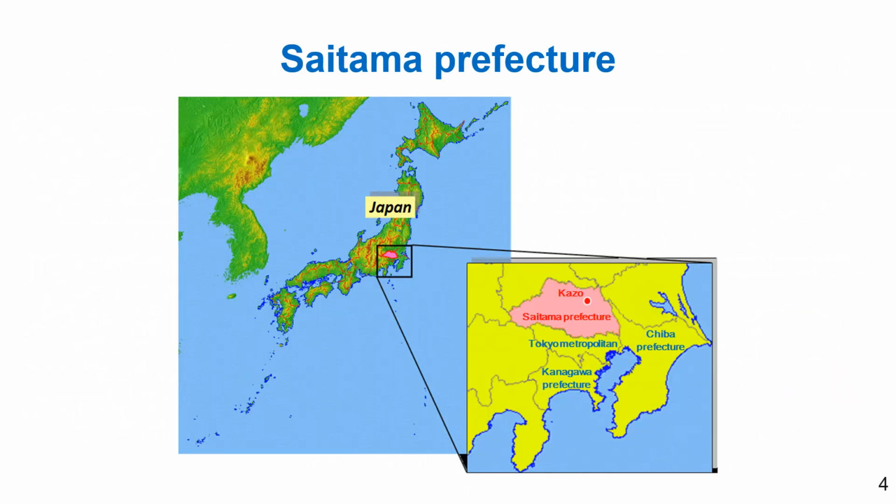A map of Saitama Prefecture, our main research field, is shown. As shown in the enlarged map below right, Saitama Prefecture is located to the north of Tokyo, the capital of Japan. Additionally, there are large industrial zones in the coastal areas of Chiba Prefecture to the east and Kanagawa Prefecture to the south, across from Tokyo.